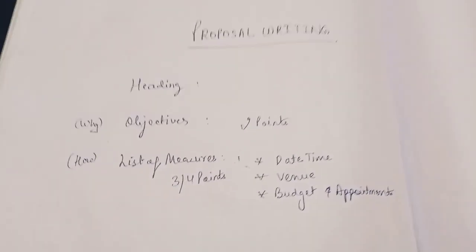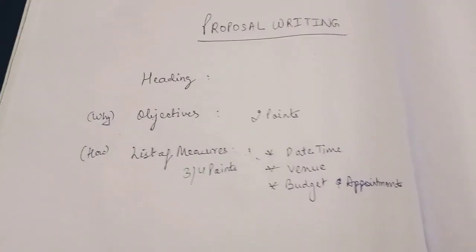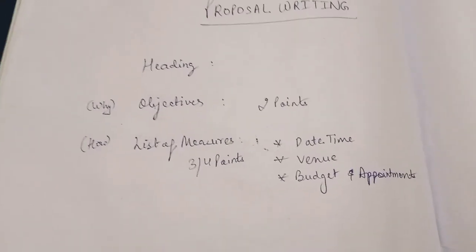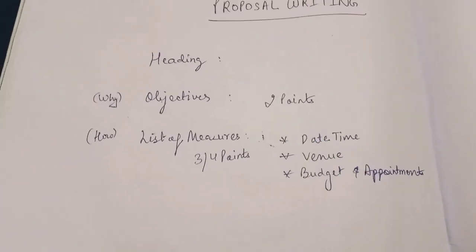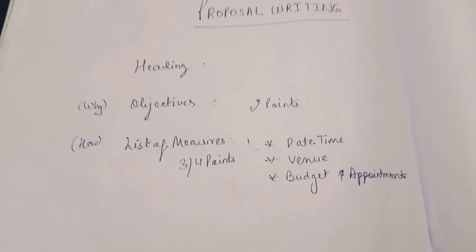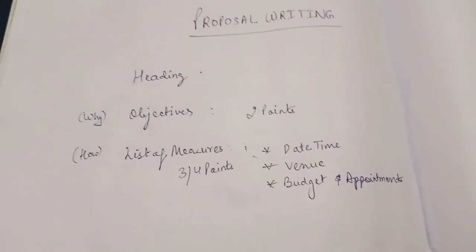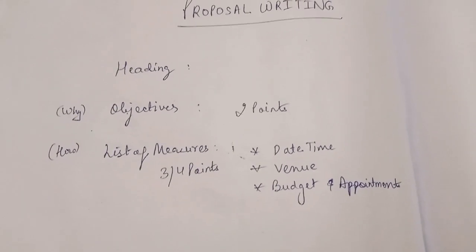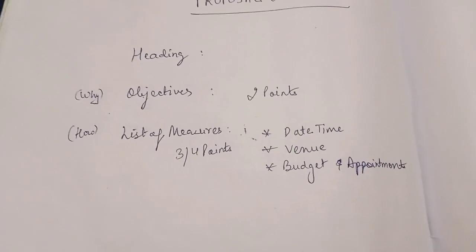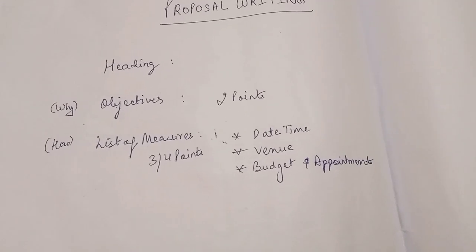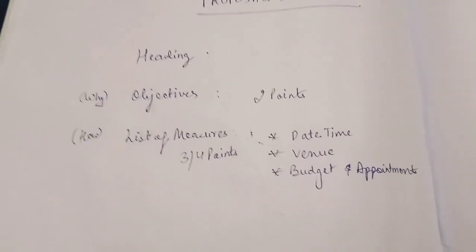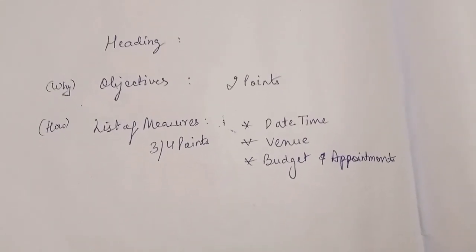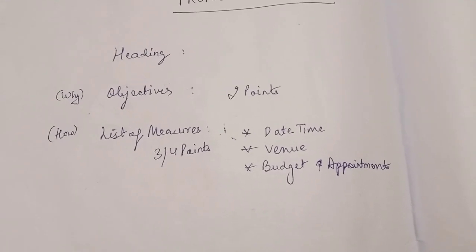The heading is there, objectives, in which you have to answer why you are organizing this particular event or anything. Not more than 2 points must be written in this part. If you write words beyond the limit, then I think it is not a good sign. Stick to the word limit. And then list of measures, again 3 or 4 points. Maximum 3 points. Okay. In this part, you have to write the date, time, venue, budget, and appointment.